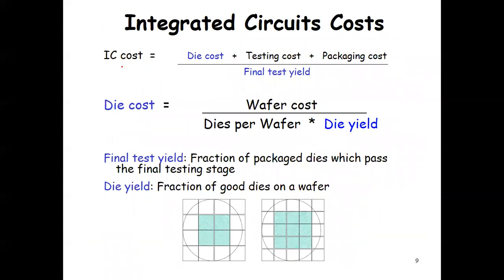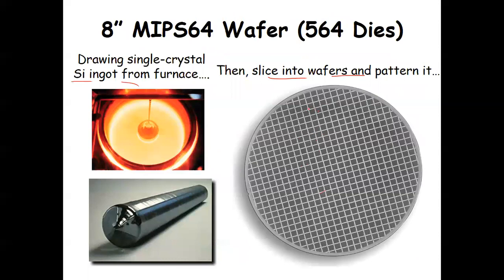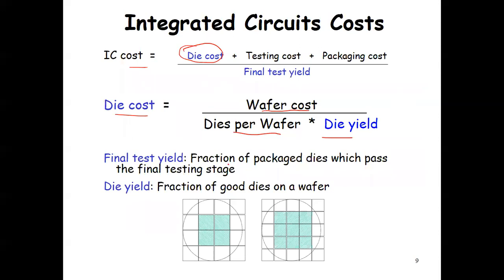So this is what we previously discussed. IC cost is calculated as die cost plus testing cost plus packaging cost, divided by final test yield. And again, this die cost is calculated like this: die cost is equal to wafer cost divided by dies per wafer into die yield, right? So this is the wafer. On the wafer, we keep something called a die, right? But not all dies will be successful. Only a few dies will be successful.